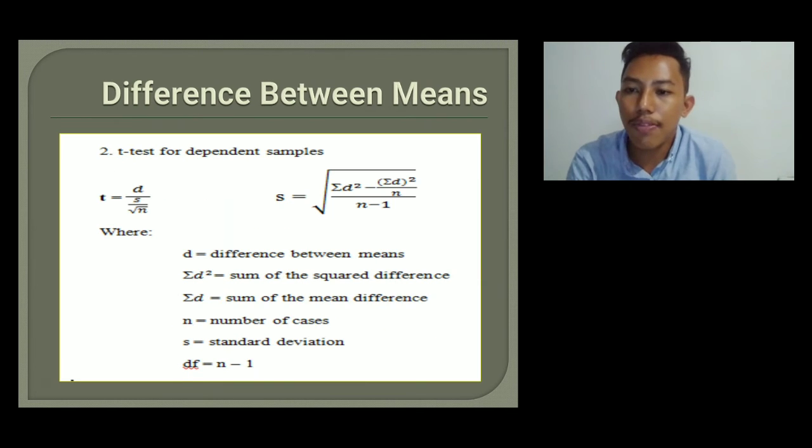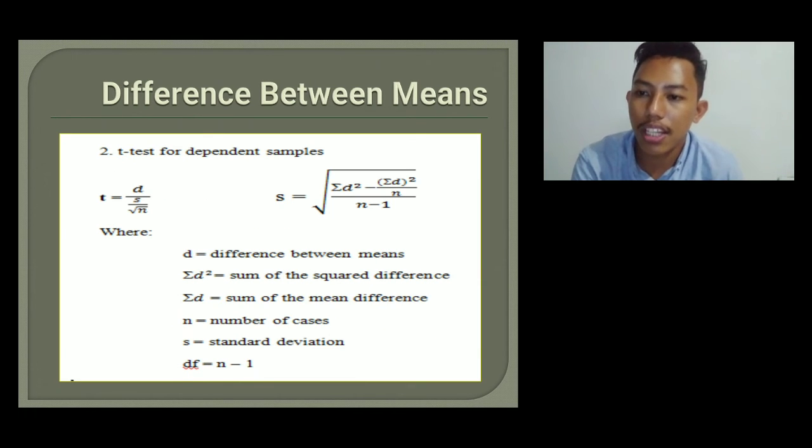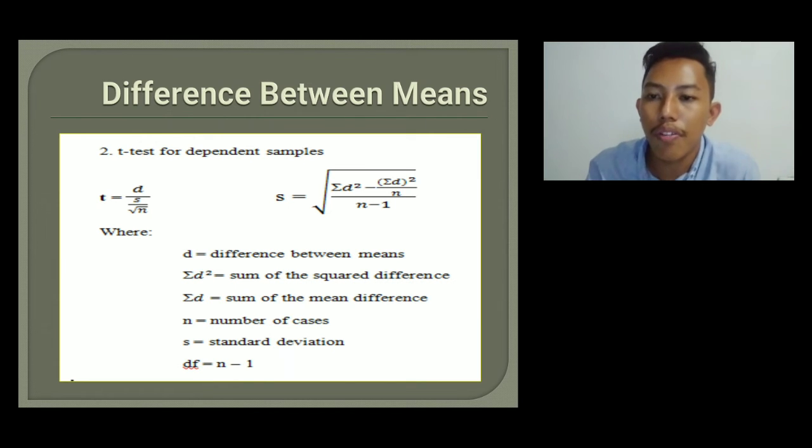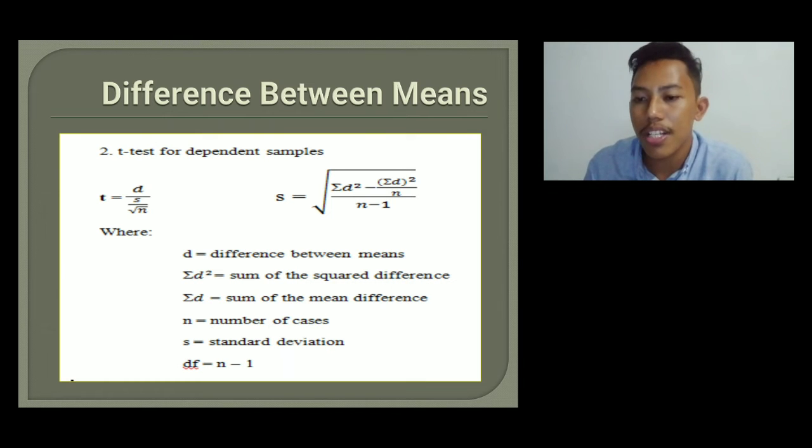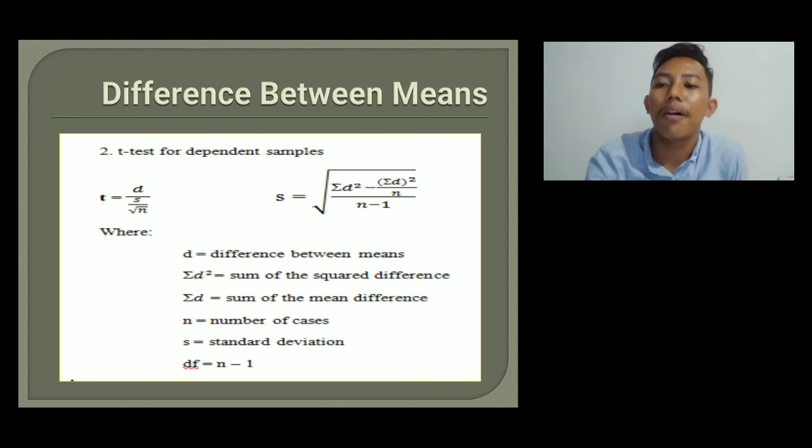Next is the t-test for dependent samples. So t is equal to d over s over the square root of n. s is equal to the square root of the sum of d squared minus the square of the sum of d over n, all over n minus 1. So d is the difference between means. Next is the sum of the squared differences. Next is the sum of the mean differences. n is the number of cases. s is the standard deviation. df is equal to n minus 1.